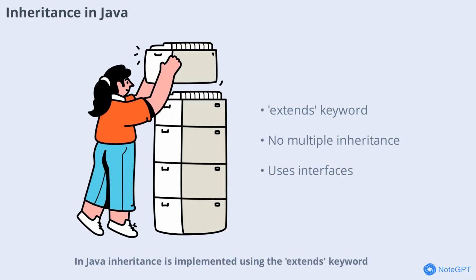Java inheritance is implemented using the extends keyword. A subclass can inherit fields and methods from a superclass, but Java does not support multiple inheritance for classes. Instead, interfaces are used to provide additional functionality. Java's approach to inheritance helps keep class hierarchies simple and avoids some of the complexities found in other languages.